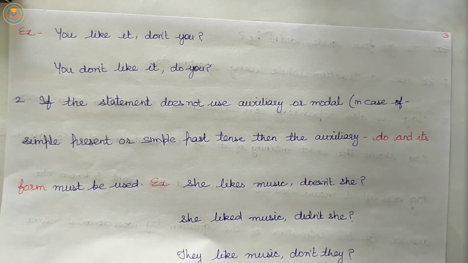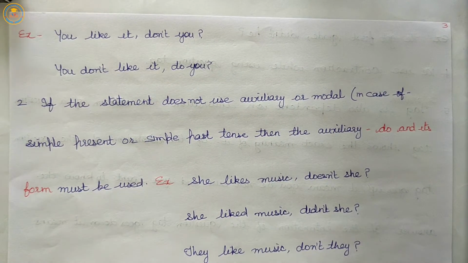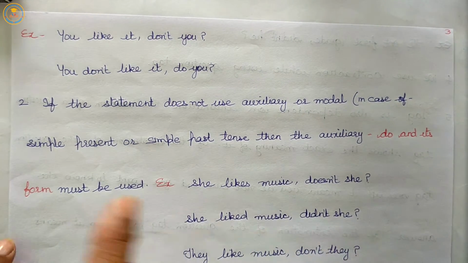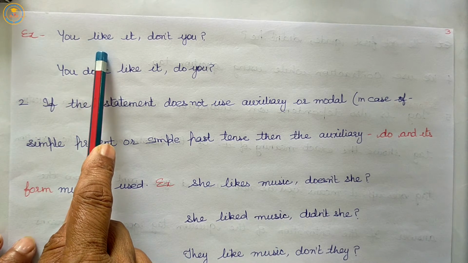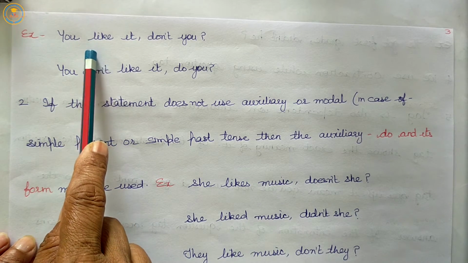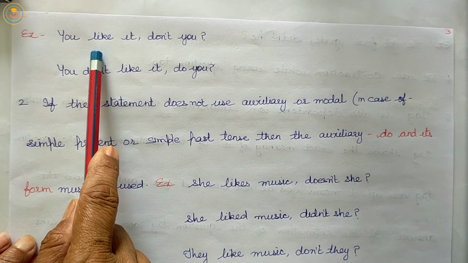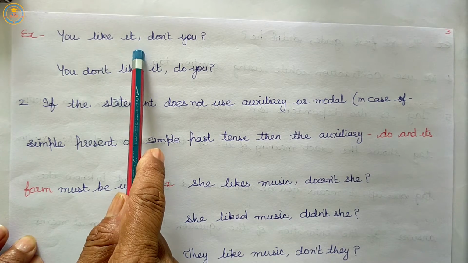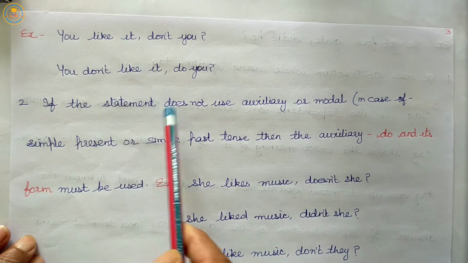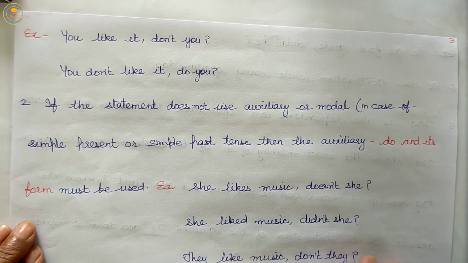Another example. You like it, don't you? Here, listen carefully. An auxiliary or modal verb is not given here. This situation occurs in present simple or past simple. We will discuss it in our next example.